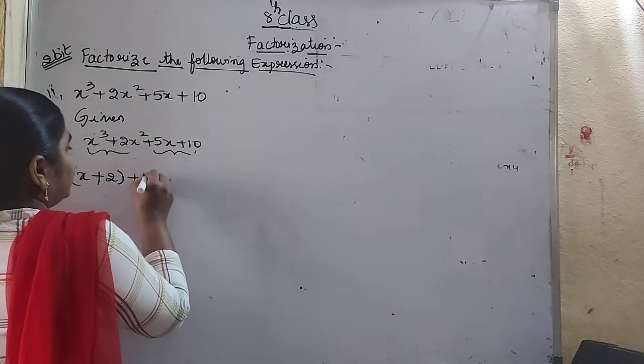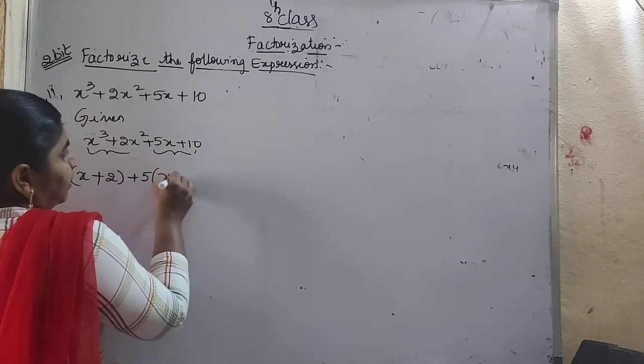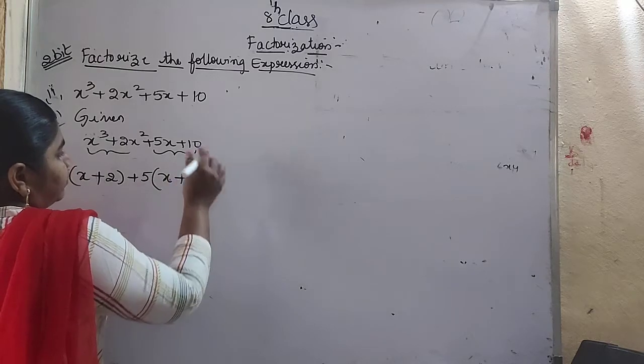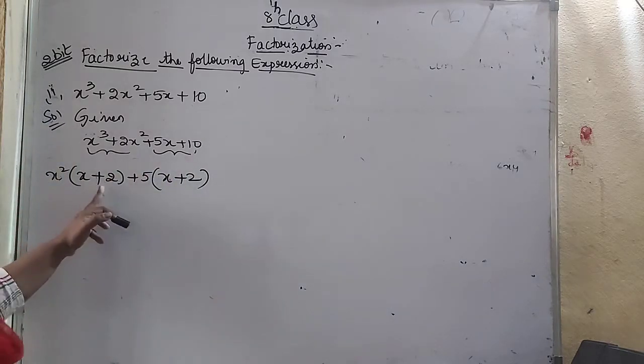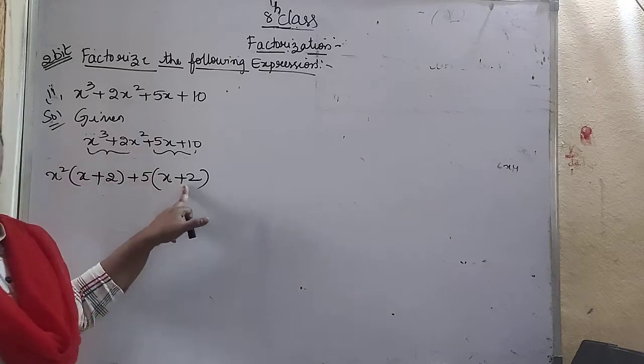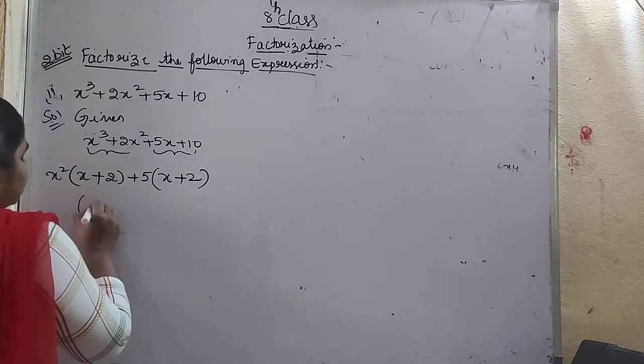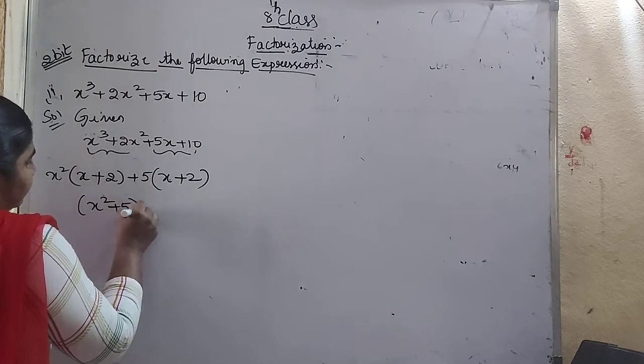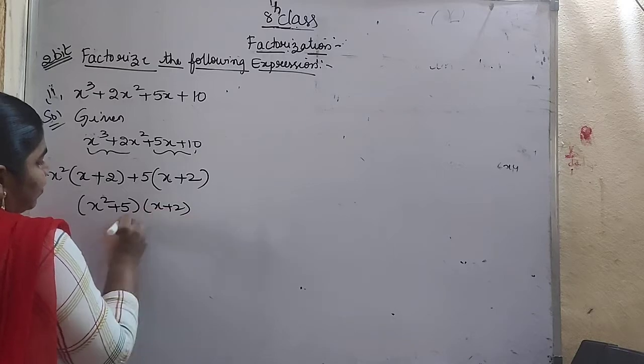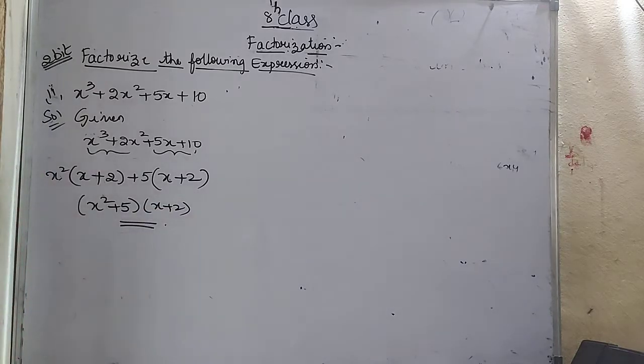In the next two, in the 5 table, 5 will go as well as 10 will go. So 5 is common here. What is the remaining here? x plus 2, since 5 times 2 will be 10. So you got the common factor, that is x plus 2, x plus 2. So what are the factors now? x square plus 5 is one factor. The other factor is x plus 2. So this is our second one.